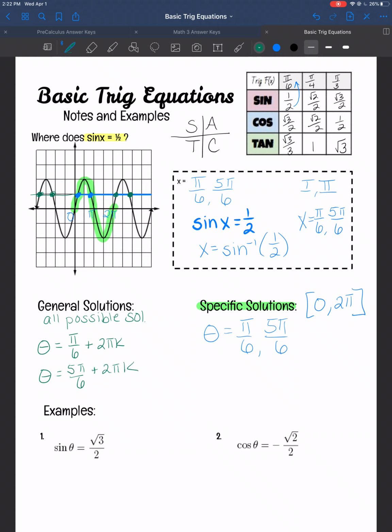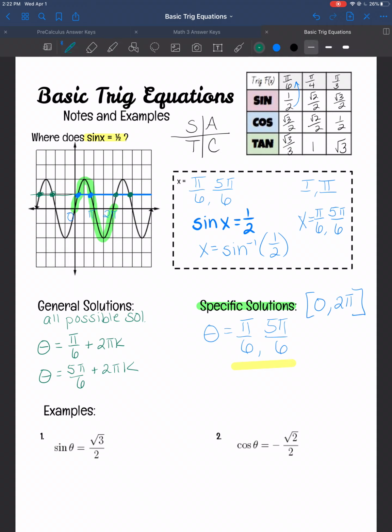So if you're asked for general solutions, that's how you write it, but throughout this whole section and tomorrow's section, we will be giving specific solutions. So you don't have to worry about the 2 pi k. You would just write, in this example, pi/6 and 5pi/6. All right, so that's a general overview. Obviously, you don't need to draw a graph for every single one of these problems.